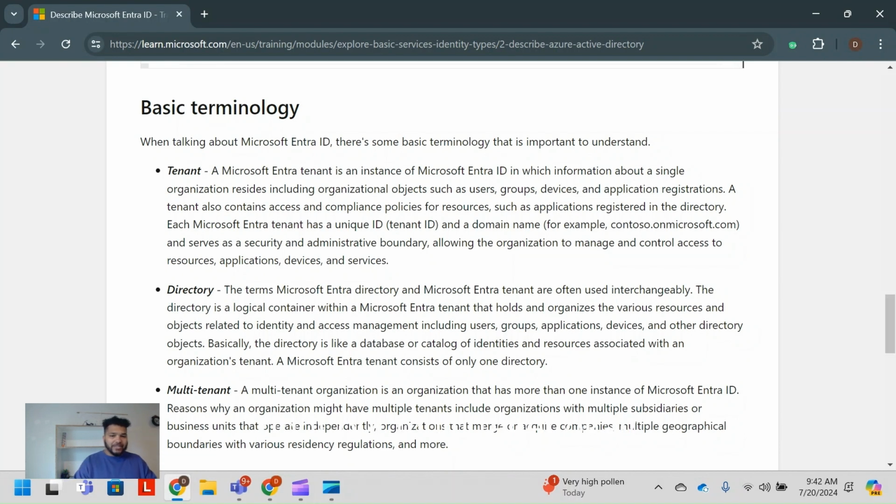But a multi-tenant organization has more than one instance of Entra ID. Reasons why include multiple subsidiaries, business units that operate independently, organizations that merge or acquire companies, and multi-geo boundaries with various residency regulations. So think of multi-tenant: you may have 2 or 3 holding companies in one parent organization, so you don't want to wrap them all in one, but you want multi-tenant to keep the boundaries secure, or for data residency. If you have a European country inside your organization, you've got to keep all the data in Europe.